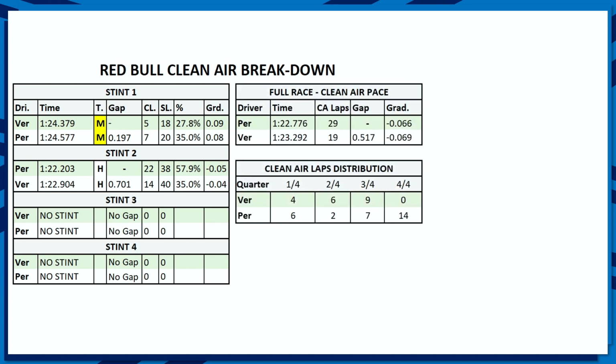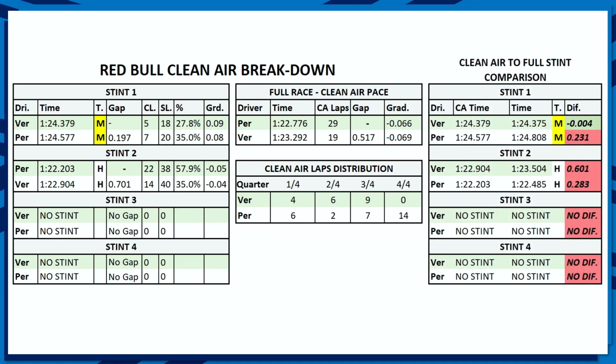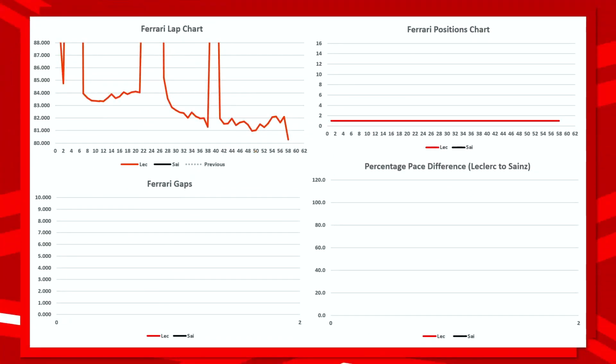Where if we take a look at their quarter distribution, we can see that Perez set so many Clean Air laps in the final quarter, which are going to be significantly quicker than those set in the second and the third quarter. And then here is their breakdown comparing their Clean Air lap pace to their overall lap times without Clean Air laps. Then from Red Bull, we can take a look at Ferrari, but unfortunately there isn't any data to take a look at between the two teammates, as Carlos Sainz retired on lap number 1.